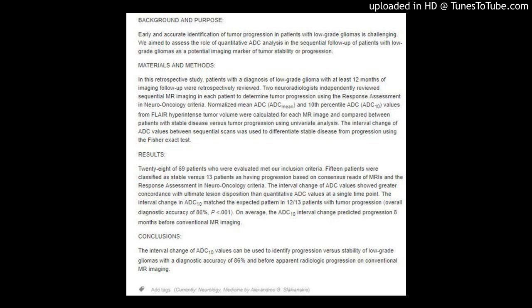Background and purpose. Early and accurate identification of tumor progression in patients with low-grade gliomas is challenging. We aim to assess the role of quantitative ADC analysis in the sequential follow-up of patients with low-grade gliomas as a potential imaging marker of tumor stability or progression.